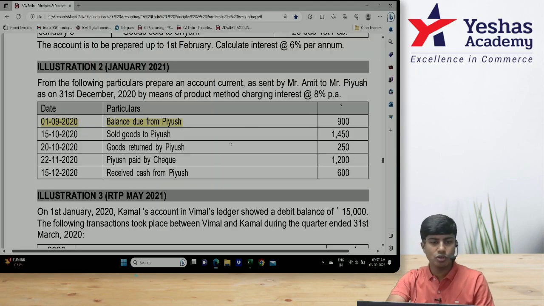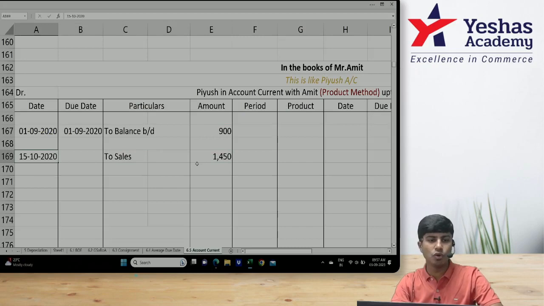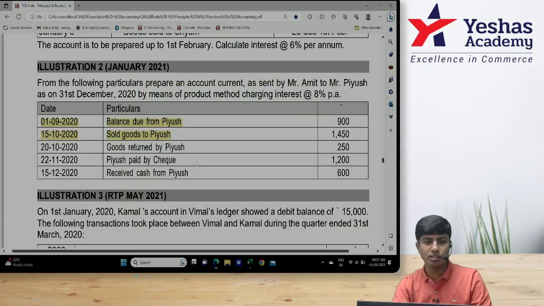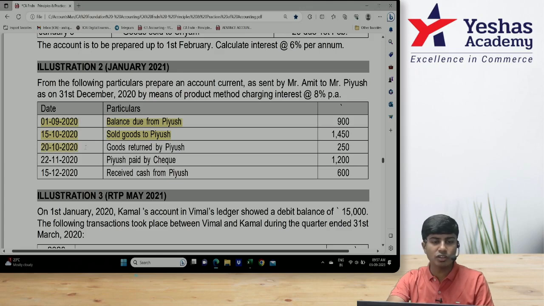Next transaction. Sold goods to Piyush. What is the entry for sold goods to Piyush? Piyush account debit to sales. So in our Piyush account, we'll write to sales. How much? 1450. 15th of October. Have they given a due date? So the due date will be 15th of October only.